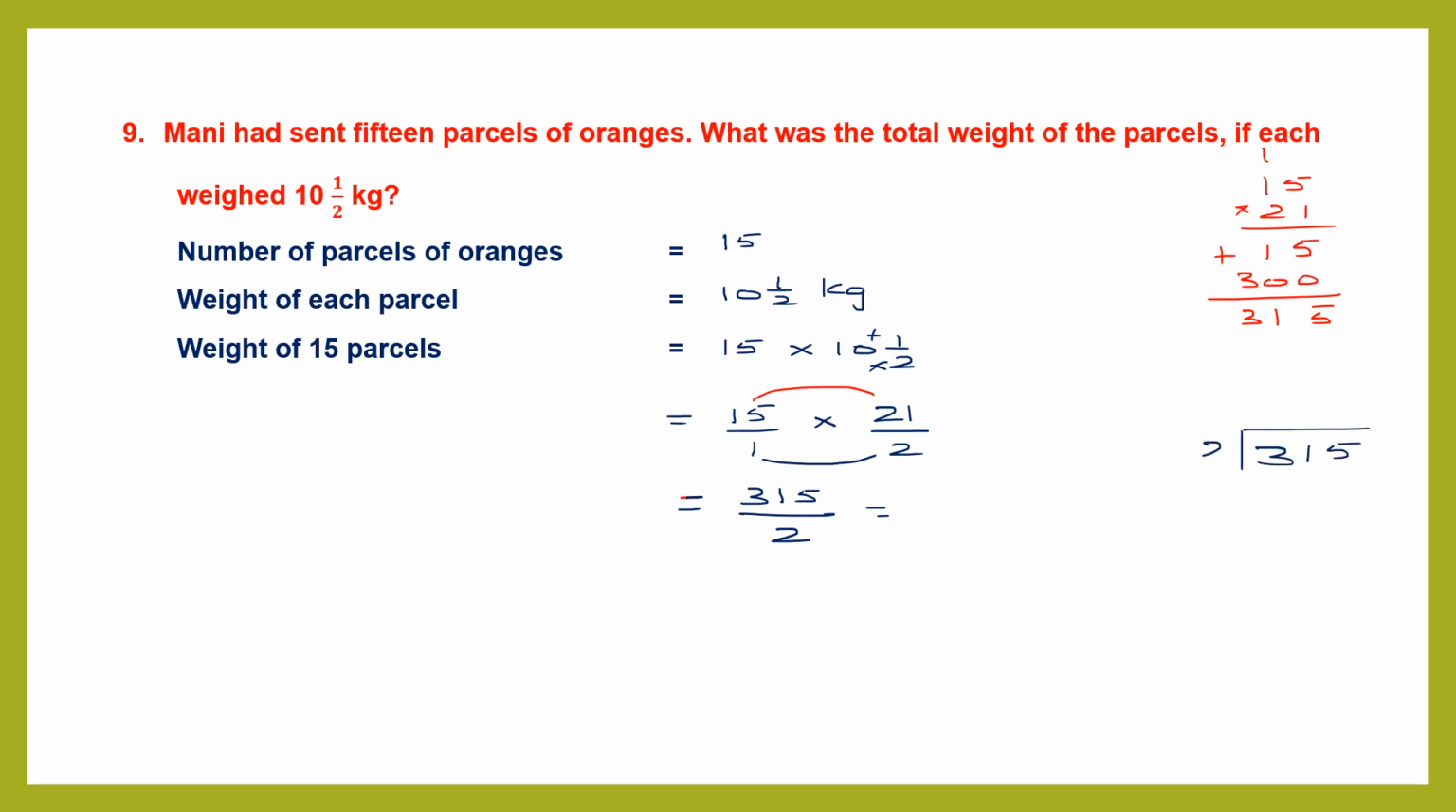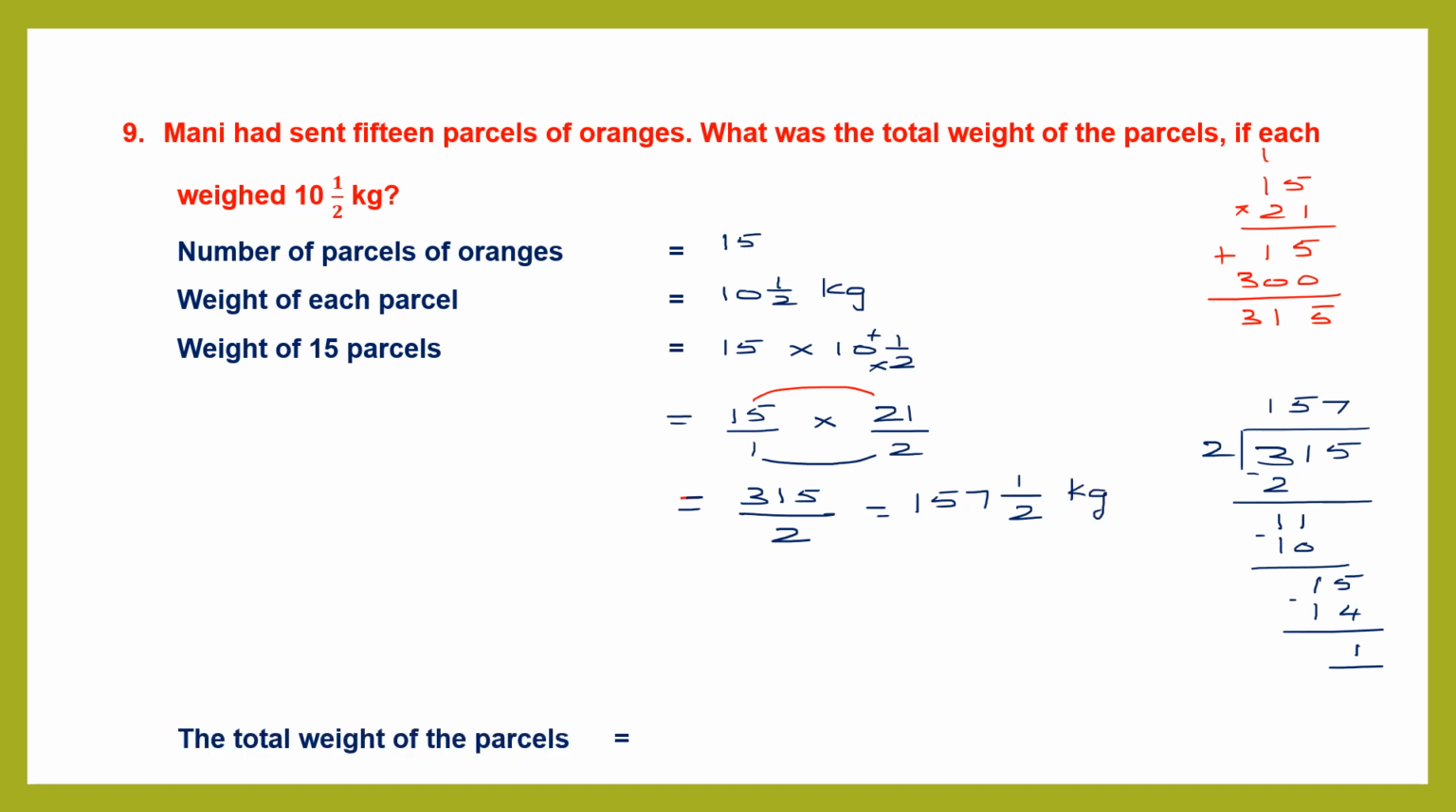315 divided by 2. 2 ones are 2, minus. So now 11, 2 5s are 10, minus 1. Bring down 5, it's 15. 2 7s are 14, minus 1. So what do we have here? 157 1 by 2. Now this is the weight of 15 parcels. 157 1 by 2 kg. So the total weight of the parcels is what we've been asked to find, and the total weight is 157 1 by 2 kg.